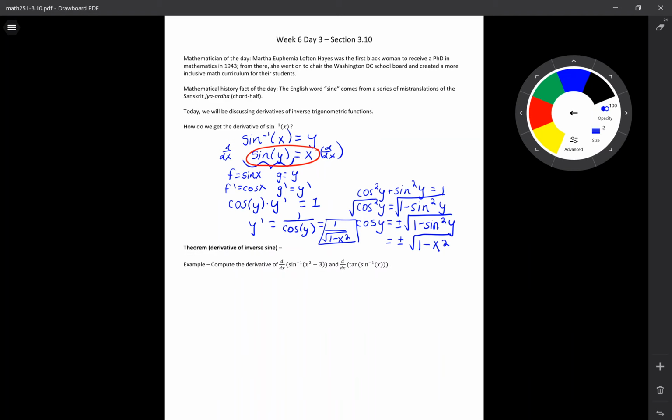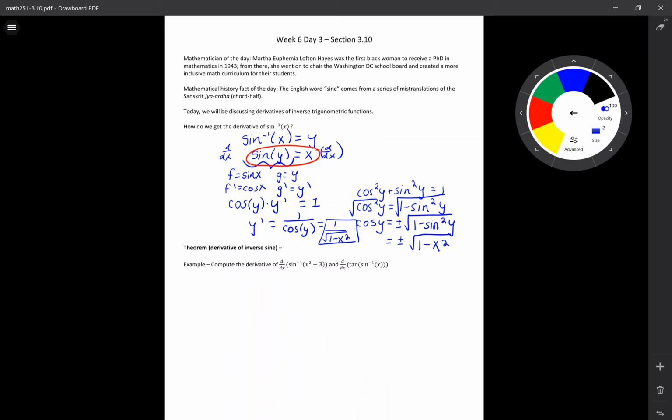I don't expect you to know how to do this for any other trig function. In fact, I don't even expect you to know how to do it for this one. I just thought I would show you where this comes from, because what we just showed is that the derivative of sine inverse of x is equal to 1 over the square root of 1 minus x squared, which seems a little bit disconnected. So I just wanted to show you where this comes from.